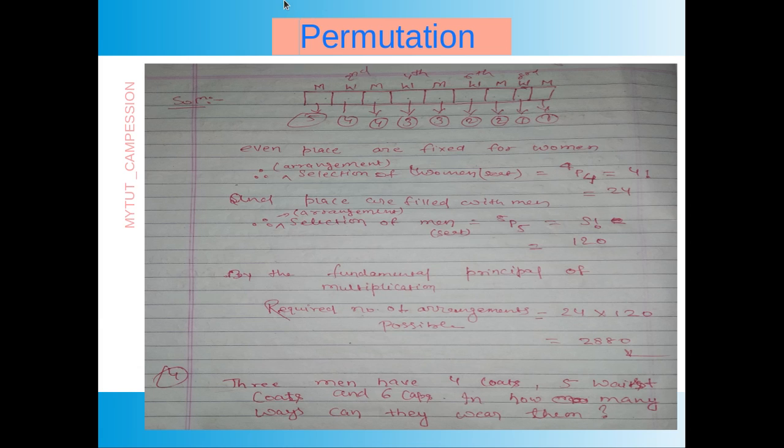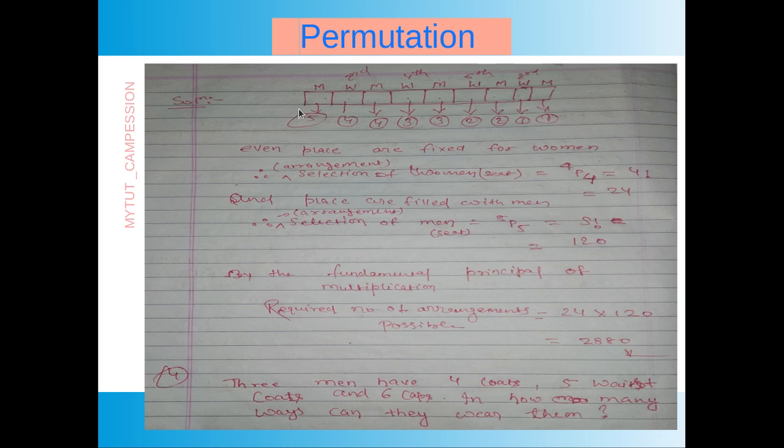Now similarly, the remaining seats are 5 and the men are 5. So the arrangement of men is 5 factorial. To complete this task, we apply the fundamental principle of multiplication. The required number of arrangements is 24 into 120, which equals 2880 ways.